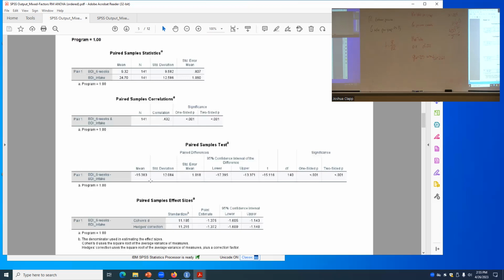And you said that Glass's delta is the mean difference divided by the standard deviation at baseline. Standard deviation at baseline. And here we have a true baseline, and that's a nice way to go through and look at things. But for this demonstration, I could go through and calculate that Glass's delta if I wanted to. We just take the mean difference and divide by the standard deviation at baseline, and then you've got it.